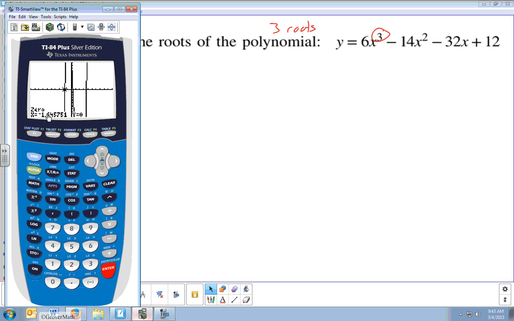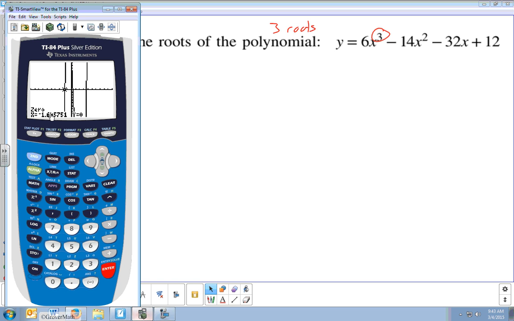This is not useful to me right now. You can make a note of it and use it to check your work later, but it's not going to be helpful for synthetic division because I can't divide out an irrational number like this. So this is not one of my roots that I can use right now.